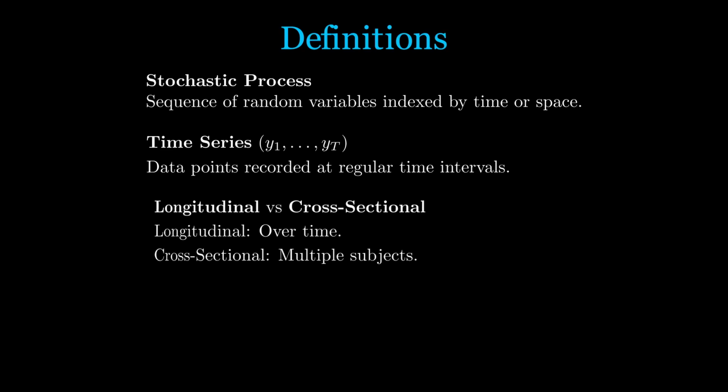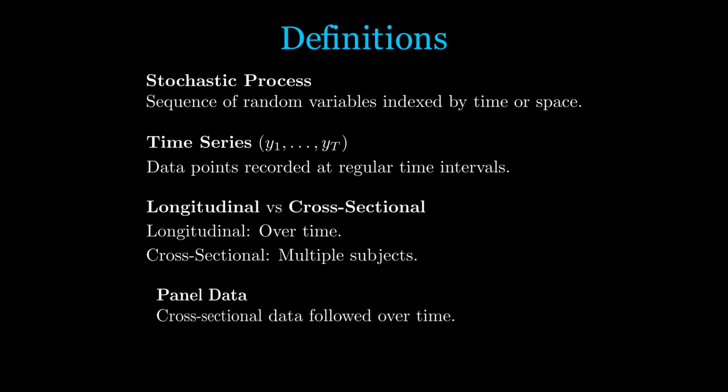Longitudinal data follows the same subject over time, such as a medical study that follows a group of patients over 10 years to observe the progression of a chronic disease. Cross-sectional data captures information across different subjects at a single point in time, such as collecting the weight, height, and blood pressure of a group of people at a single point in time. Panel data is a combination of longitudinal and cross-sectional data, where information about different subjects is observed over time.